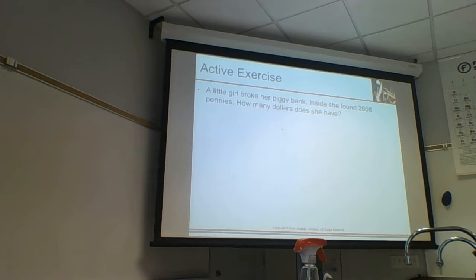Okay, let's look at the next question here from PowerPoint. Piggy bank with 2,608 pennies. How many dollars did she have? This one, can you just do this one in your head? $26.08. Okay, so that one, but this would be the dimensional analysis of that.